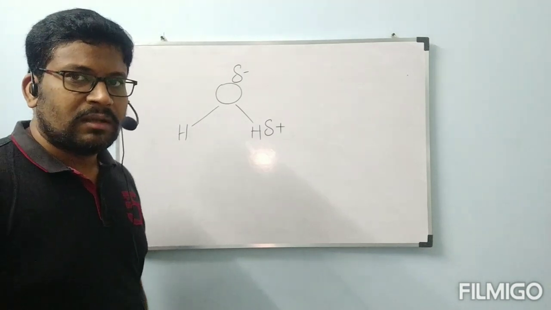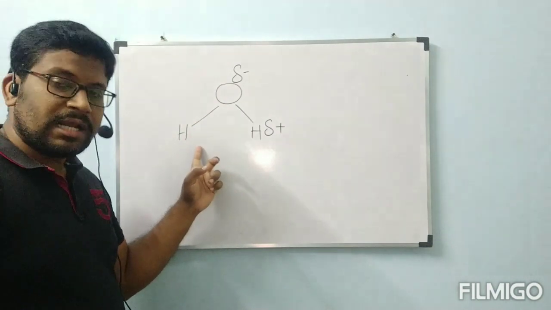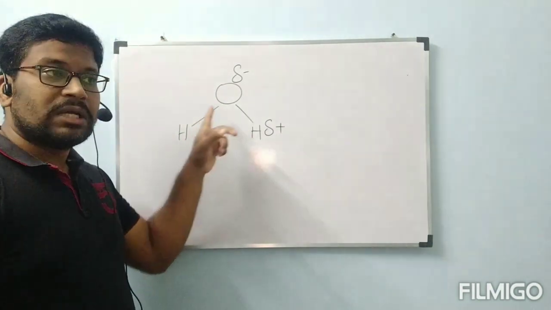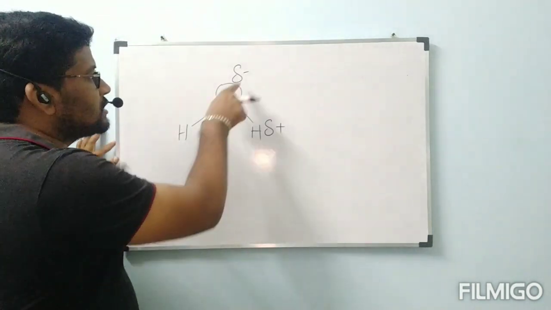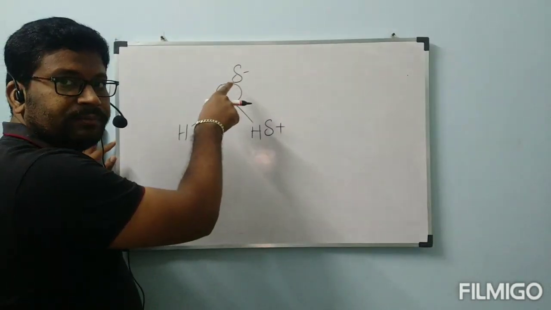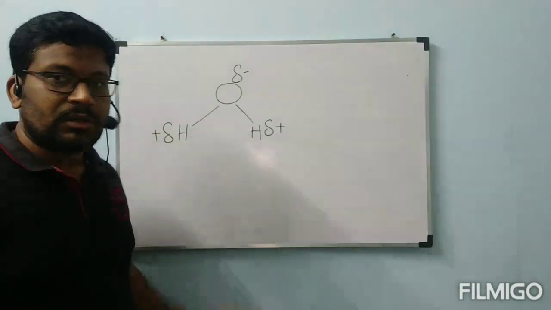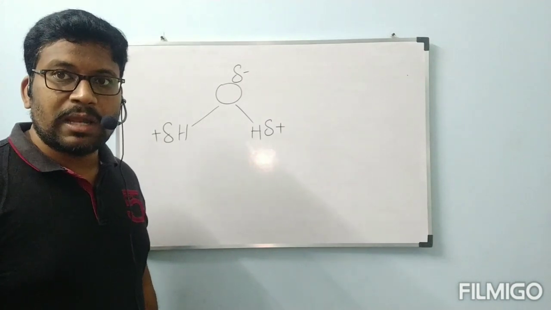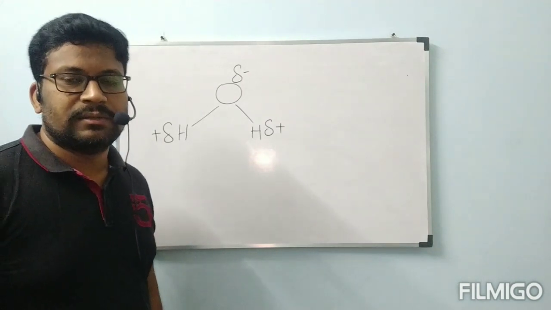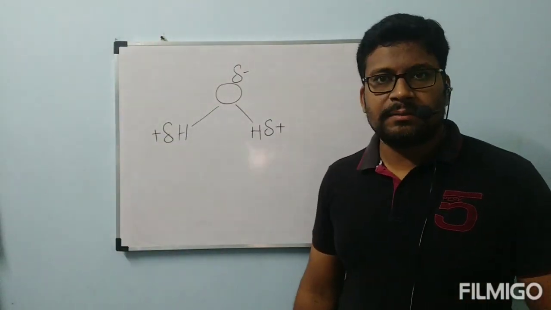In the same way, one more bond is there between O and H. Here also, oxygen is more electronegative when compared to this hydrogen. Because of that, again oxygen is developed by partial negative charge. Hydrogen is developed by partial positive charge. These two are called polar covalent bonds. Polar means charges will be there.